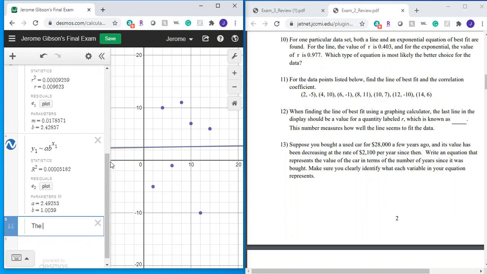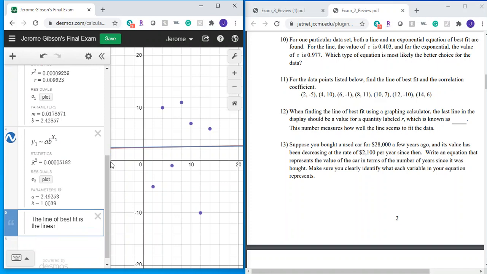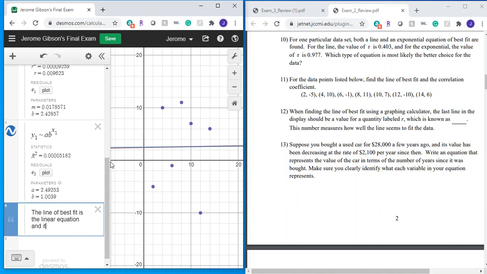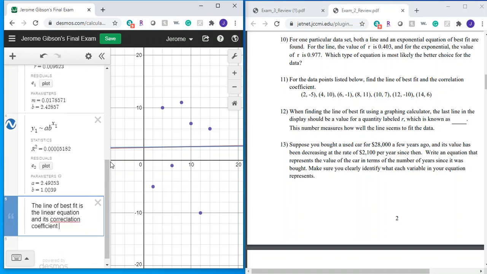We could say the line of best fit is the linear equation and its correlation coefficient is R equals, let's see, the R is equal to 0.009623.